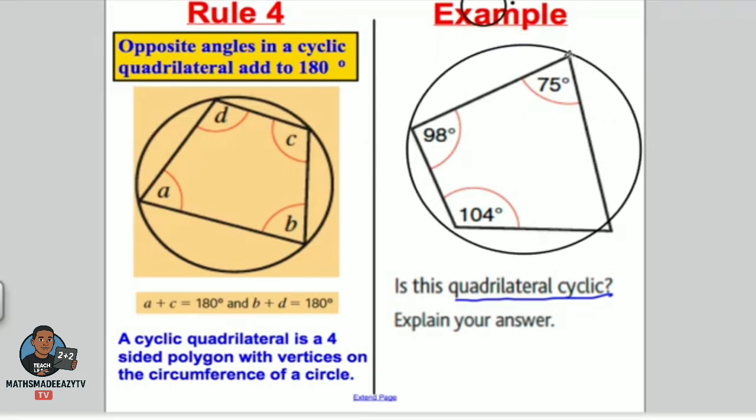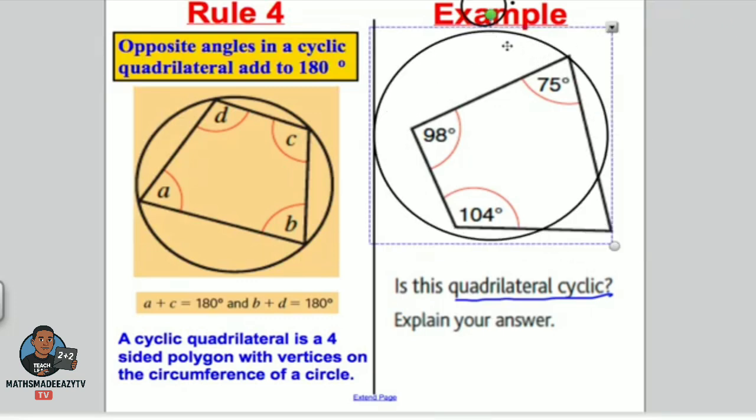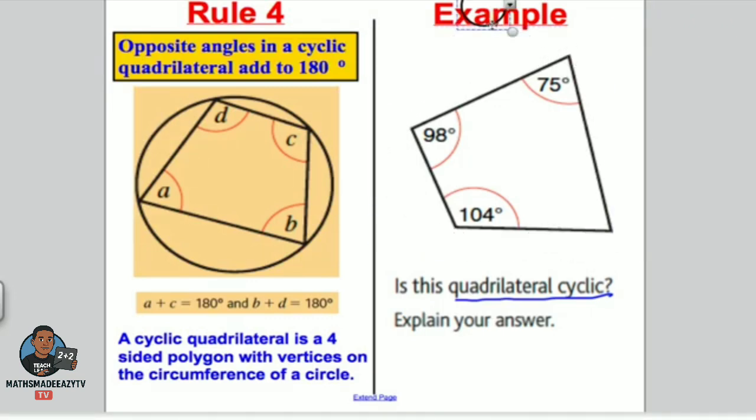So you can see that it's not really working, and honestly speaking, this is not the right approach to identify if it truly is a cyclic quadrilateral. But what I know is that opposite angles of a cyclic quadrilateral will add up to 180. So by the time I add the two together, I will end up with 179 degrees. So automatically, this is not a cyclic quadrilateral. So the answer to that is no.